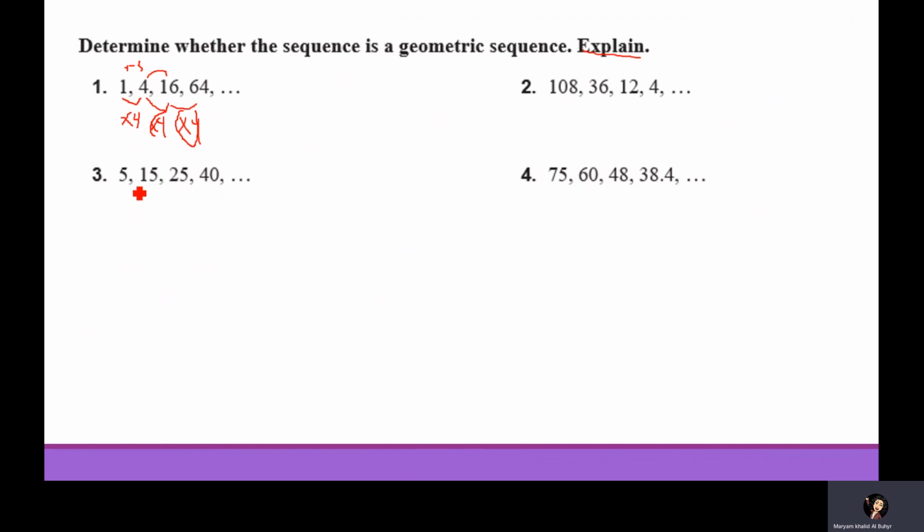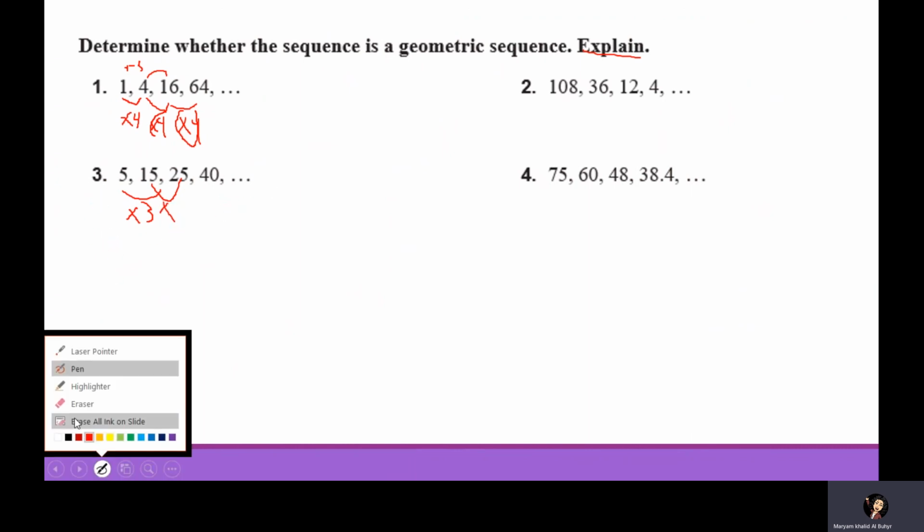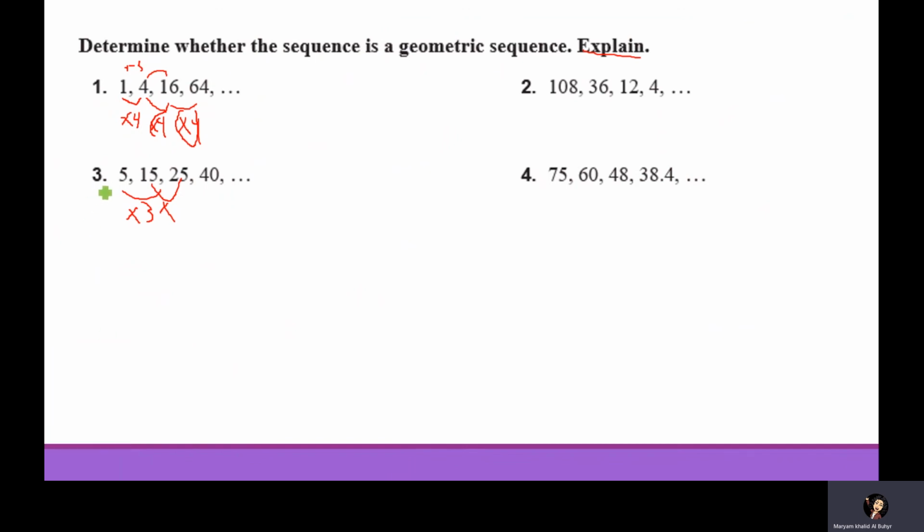I'll do one more with you. If you look at this one, if you say, okay, I will start with multiplication. Okay, miss, that's times 3. But when you move from 15 to 25, will you multiply by 3 to get 25? No. So that means this is wrong. I'll use the other thing. I'll say, okay, to move from 5 to 15, I can say plus 10.